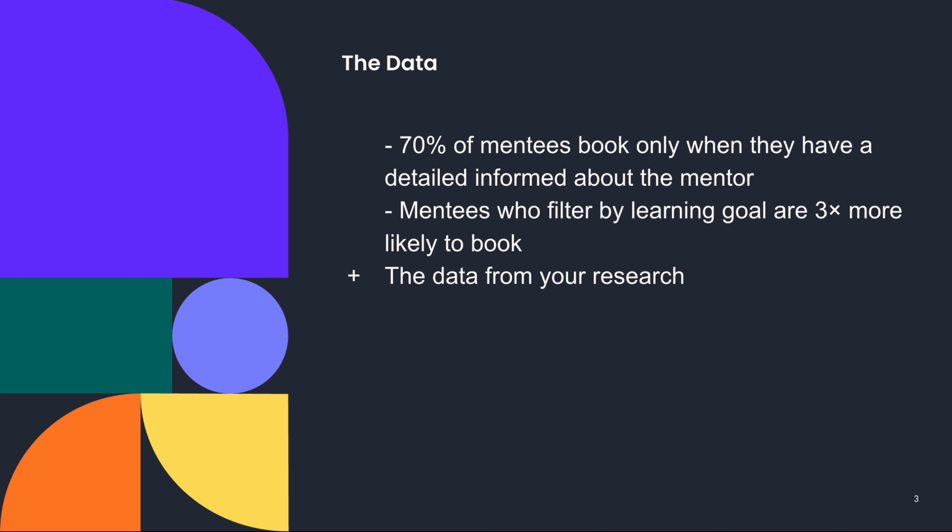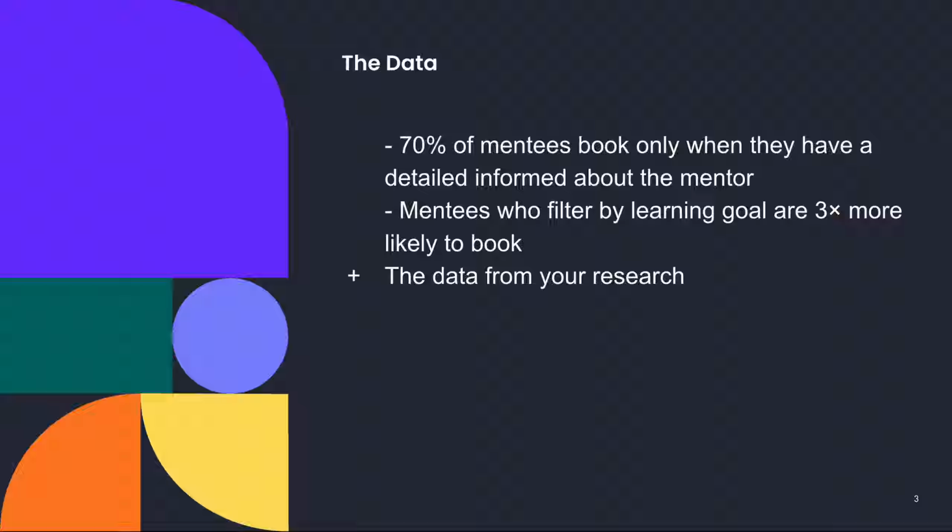So 70% of mentees book only when they have detailed information about the mentor, right? This is supposed to be information, so don't mind the typo. So there is something that I expect from you: when I want to see more details of a particular mentor, what is the flow going to look like? So this is how data is used to actually make better and informed decisions.